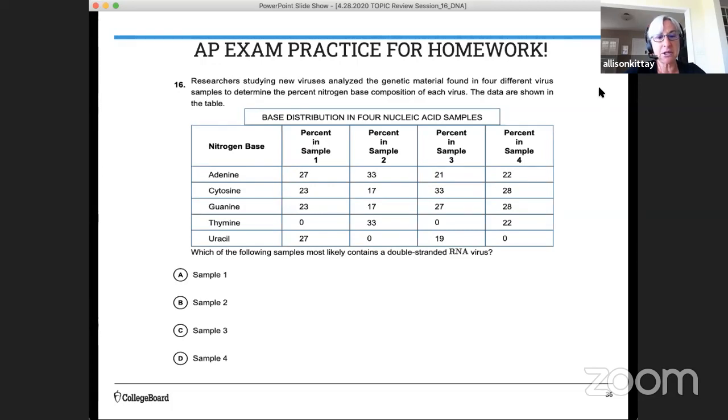So again, this is looking at 4 samples of nucleotide distribution in 4 nucleic acid samples. The researchers were studying new viruses. They analyzed genetic material found in 4 different virus samples to determine the percent nitrogen-based composition of each virus. The data are shown in the table. Your question is, which of the following samples most likely contains double-stranded RNA? So this is a little bit different than we've been talking about, taking the information that we have learned in this lesson and applying it to a new situation.